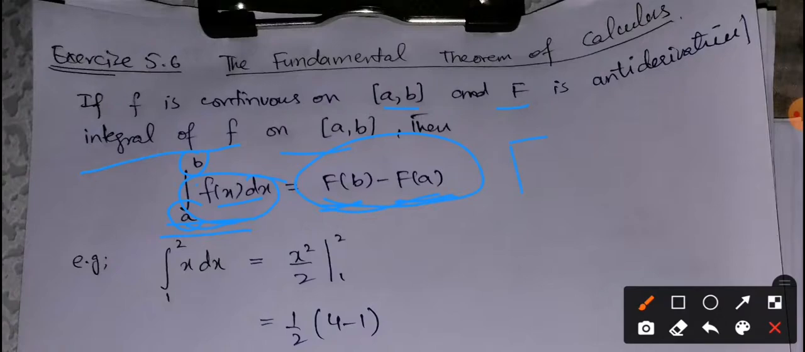So as capital F(x) will be a function, inserting some value of b we get a numerical value, and for x equal to a we get another numerical value, and then we will get a numerical value or a constant number as an answer, not a function.